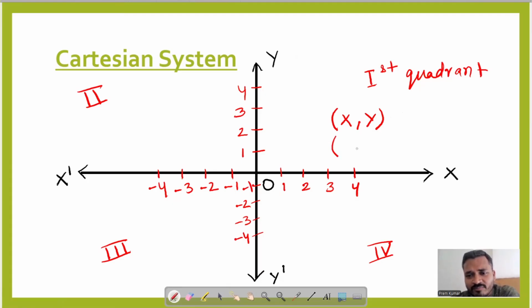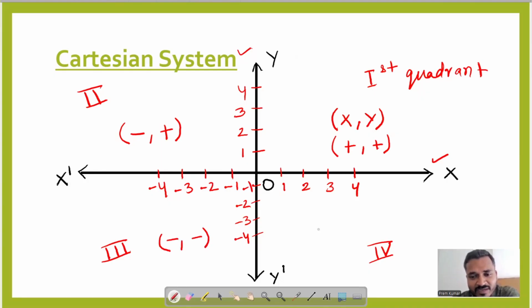Okay. So what is the sign of x-axis here? Plus, see here, plus, and y-axis, it is also plus. So in the first quadrant, we are having sign as plus, comma, plus. In the second quadrant, see here, x is negative, but y is positive. So minus, plus is the sign. In third quadrant, x is negative and y is also negative. So minus, comma, minus. And the fourth one, x is positive and y is negative. So plus, comma, minus. I hope it is clear. So this system is called the Cartesian system.